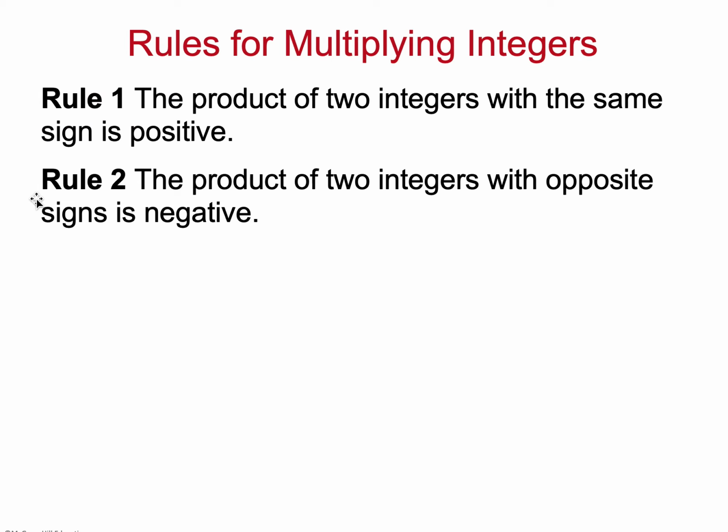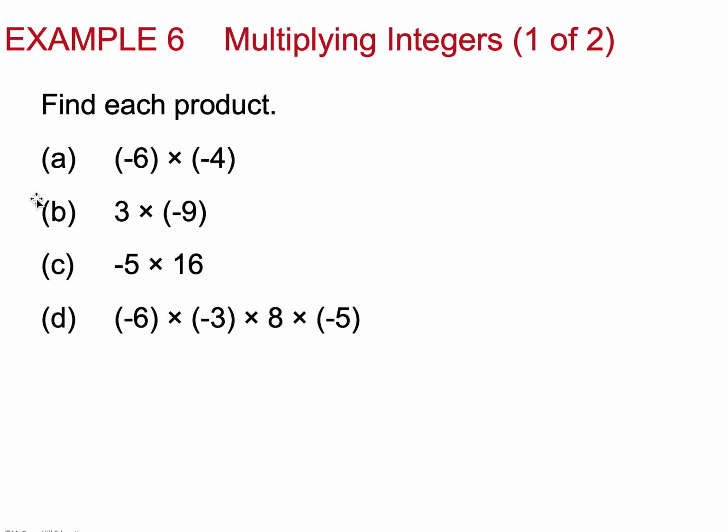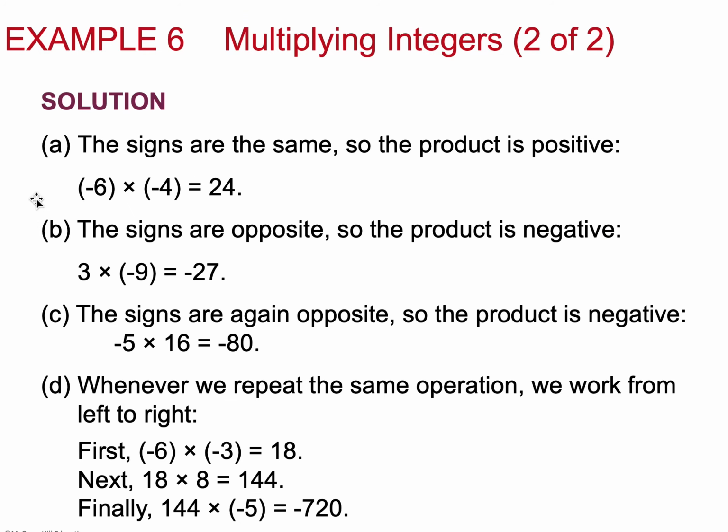Now, if I multiply integers, there are different rules in play. If I multiply two integers with the same sign, it's positive. If I multiply two integers with opposite signs, it's always negative. So if I have -6 times -4, that's going to be 6 times 4, which is 24, because they both have the same sign. 3 times -9 is going to be -27, because they have opposite signs. And then in C and D, you'll see the same pattern being repeated.